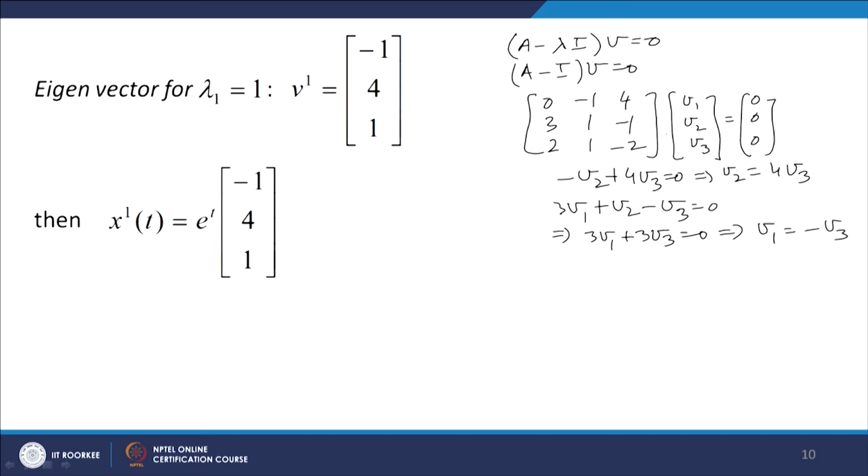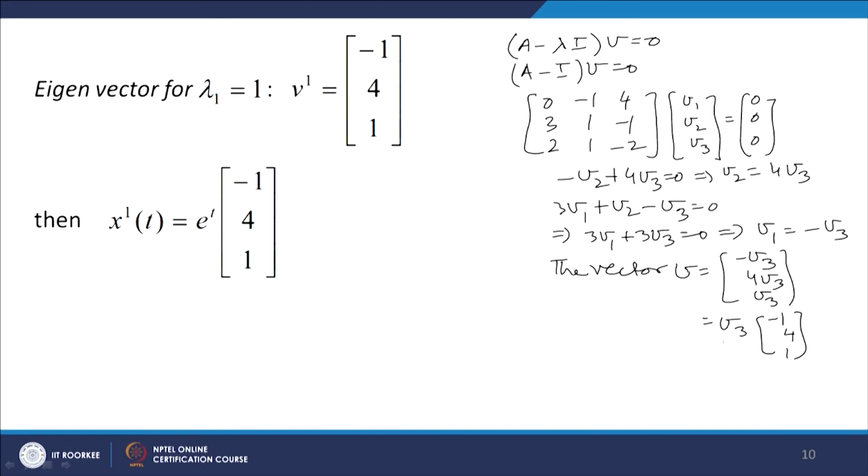Okay. So, now we need not solve the third equation 2 b1 plus b2 minus 2 b3 equal to 0, because the 3 equations are not linearly independent. One equation is always a linear combination of the other 2. This is because the determinant of A minus lambda I equal to 0. So, let us write the vector v then. The vector v is b1 b2 b3, where b1 is minus b3, b2 is 4 b3, and b3 is arbitrary. So, I can write it as b3 times minus 1 4 1.